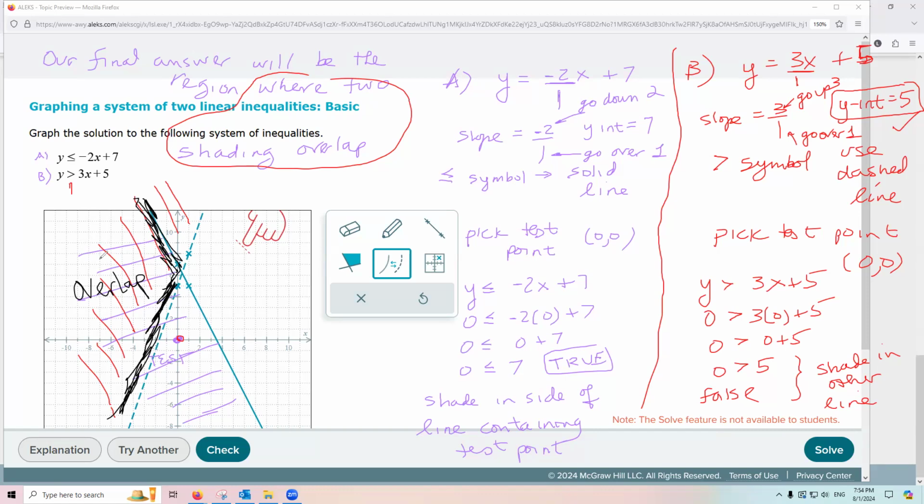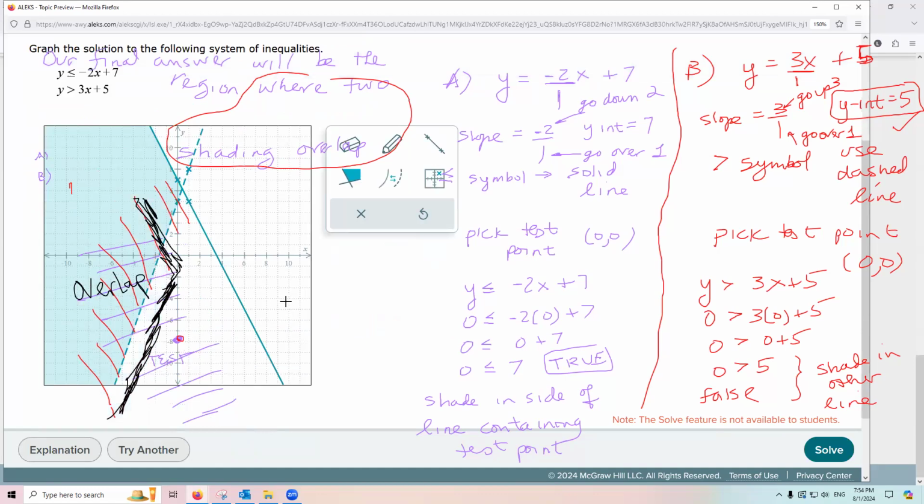So what I'm going to do now to finish this problem is I'm going to come over to the shading tool, and I'm going to come over here to this overlap section, click my mouse, and there it is. I'm going to say check. We'll see if we did this all correctly. And it checks out.